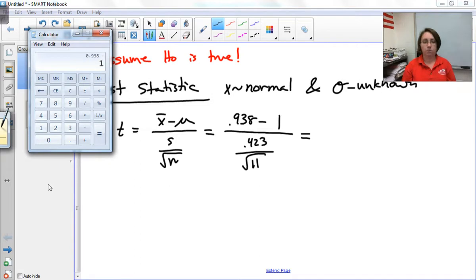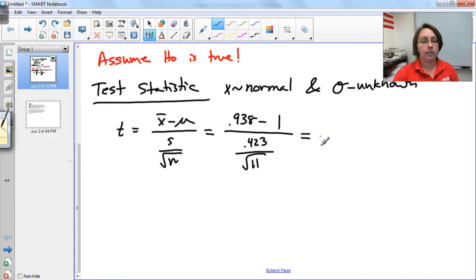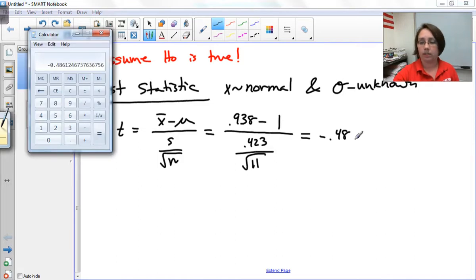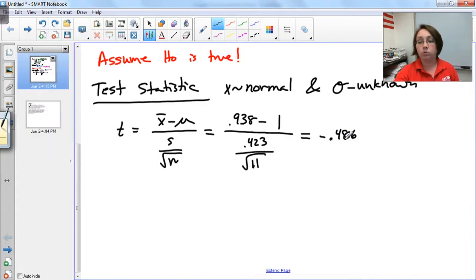0.938 minus 1 divided by 0.423. Now don't get confused, I'm multiplying, don't look at my calculator, it's a weird calculator. Alright, so my t value is negative 0.486, was that a 6 when I round? Yes, 6. T-scores we usually round to 3 decimal places, but 3 is a good rule. T is when you have to round to 2.